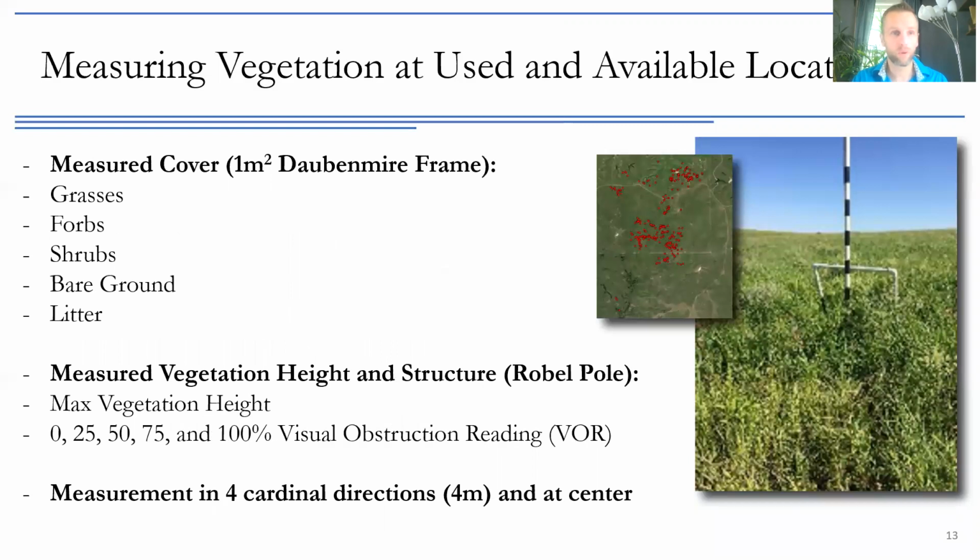At all those used and available locations, we measured grass cover, forb cover, shrub cover, bare ground, and litter cover with a Daubenmire frame, and we also took maximum vegetation height and 0, 25, 50, 75, and 100% visual obstruction readings with the use of a Robel pole, as you can see on the right. We took these measurements in all 4 cardinal directions at 4-meter distance of the point and at the center of the point as well, and then averaged those values.